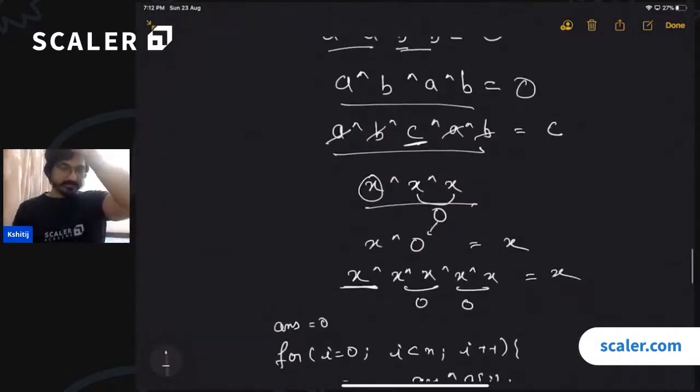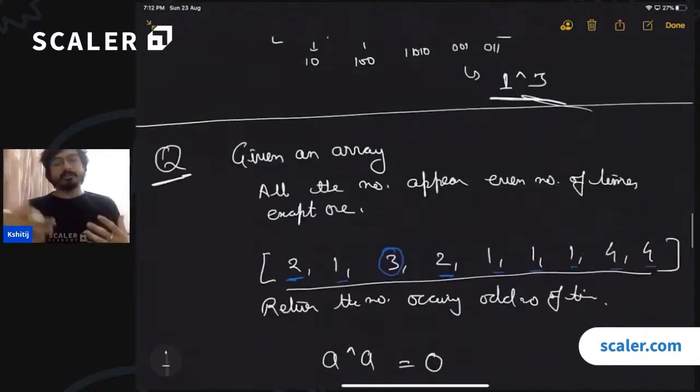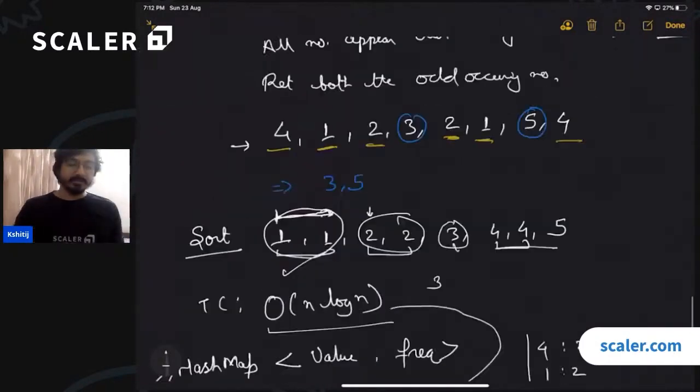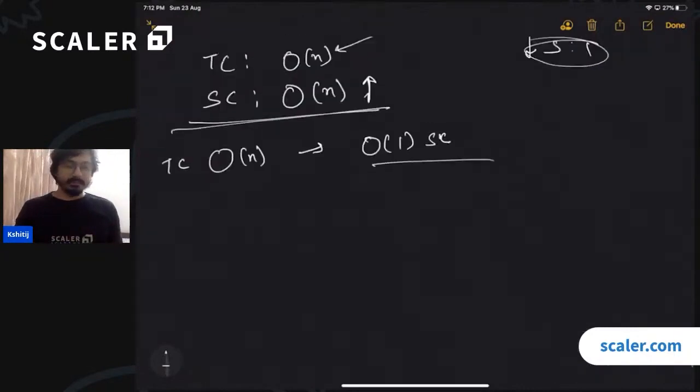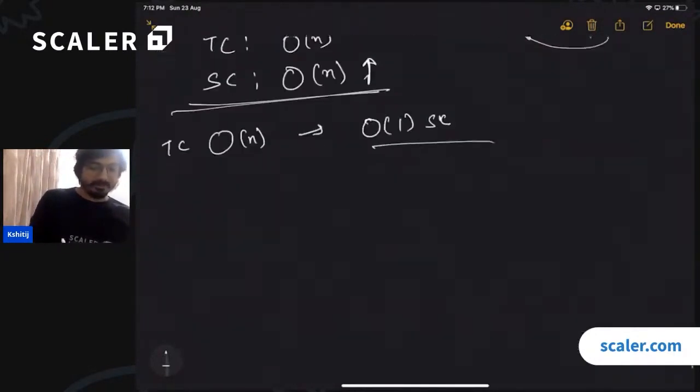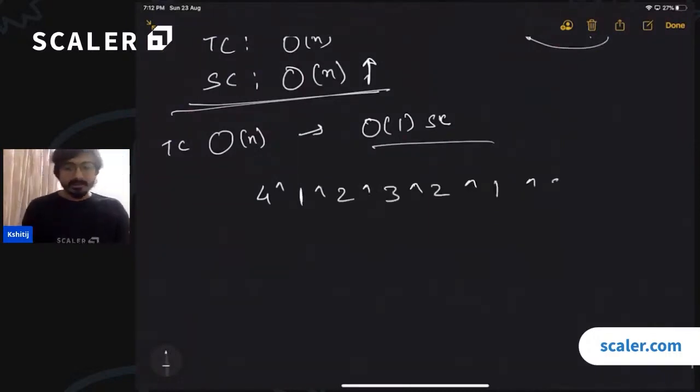Let us go back to the previous problem. The previous problem was also very similar, right? If we take the XOR of all the numbers, in the previous problem we were directly getting the answer. In this problem, what do we get? Let us quickly take the XOR of all the numbers. We have 4, 1, 2, 3, 2, 1, 5, 4. If we take the XOR of all these numbers, what do we get?